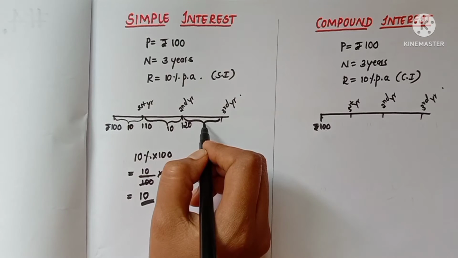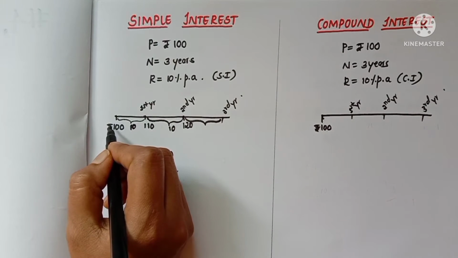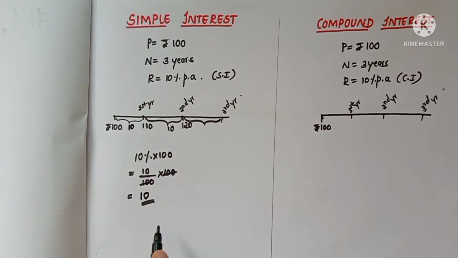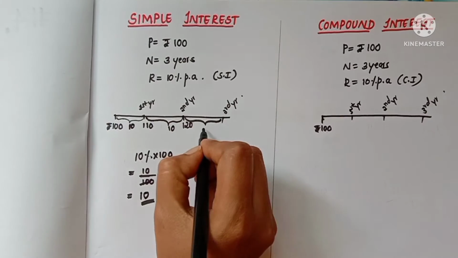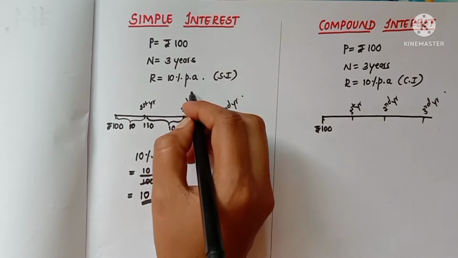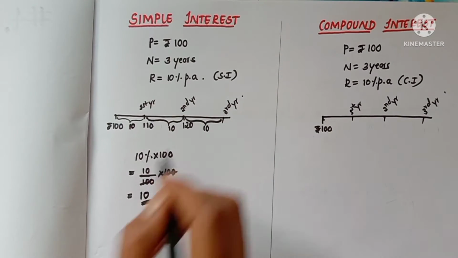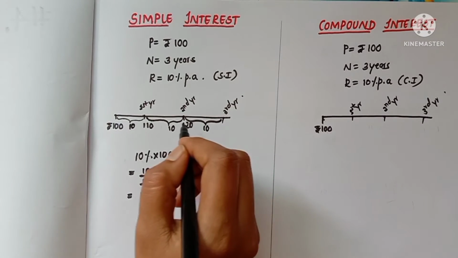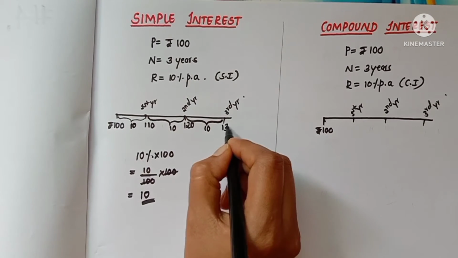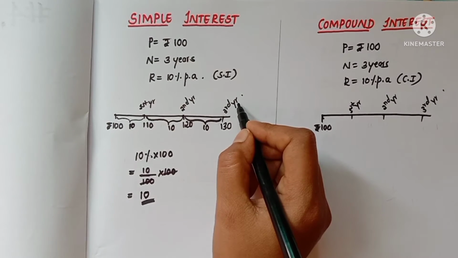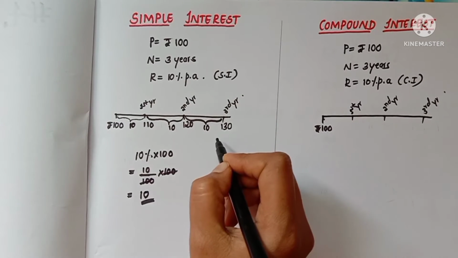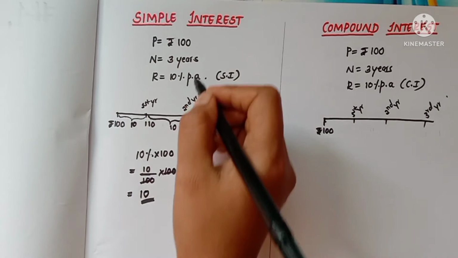For the third year, what is the interest? 10%. 10% on the principal amount, the 10% on the principal amount only. So, what is 10% of 100? This is again 10. So, in the second year, we had 120 rupees. So, plus 10 will be 130 rupees. So, for the third year, I am going to return rupees 130.